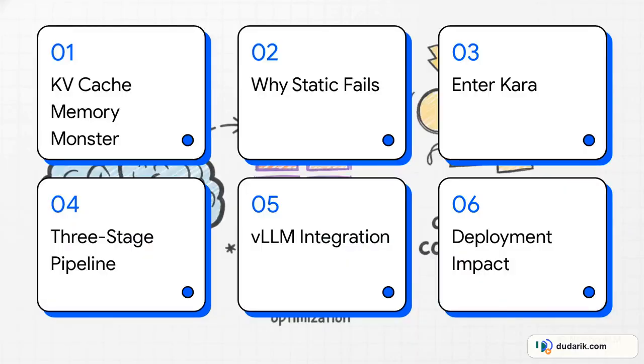We'll start with the KV cache memory monster, see why static compression fails, introduce Kara's sliding window approach and pipeline, and finally cover vLLM integration and real-world deployment impact.